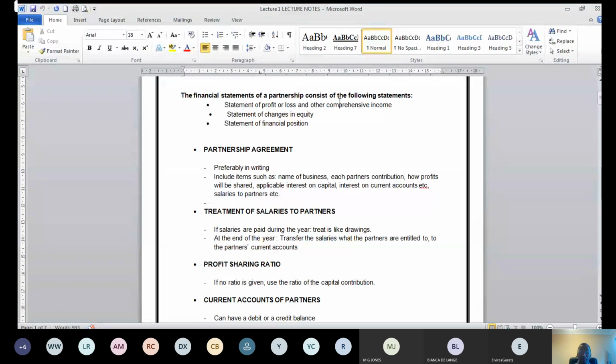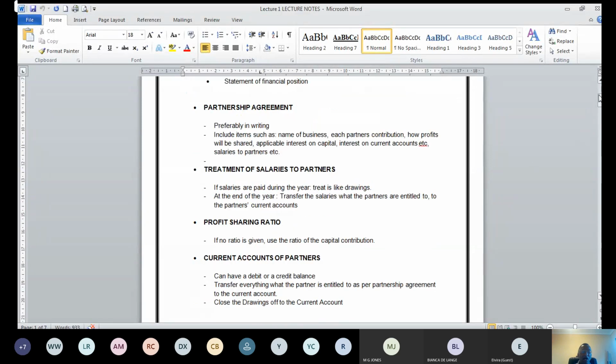The financial statements of a partnership. In this study unit, you must be able to do a statement of profit and loss and other comprehensive income, statement of changes in equity, and statement of financial position. Remember the partnership agreement, preferably in writing, but the items in that partnership agreement will include the name of the business, how much each one contributes, how profits will be shared, and what the salaries are. All of that is contained in the partnership agreement, as well as how much money must perhaps be transferred to your asset replacement reserve.